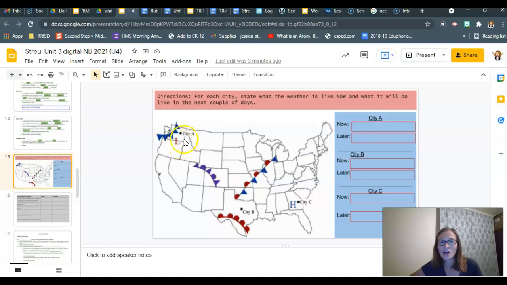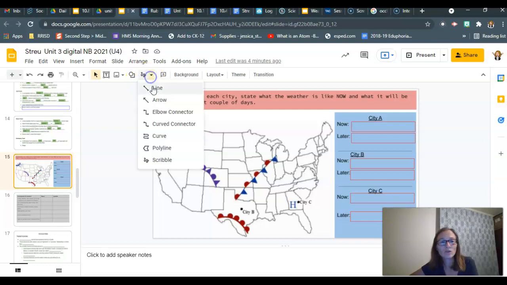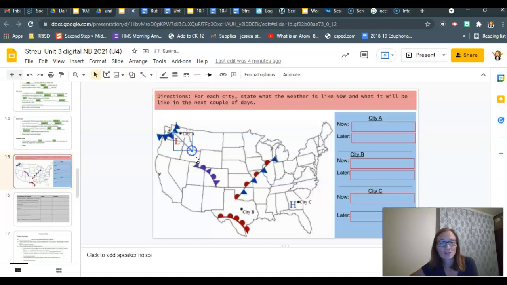There is an L here, and then there is a front here. Has that front hit city A yet? No, because it is moving this direction. Should I make those bigger? Probably. Okay. It's moving that way where the arrows are pointing. So it's moving southeast. Okay, it has not hit city A yet. What is currently at city A is this low pressure.